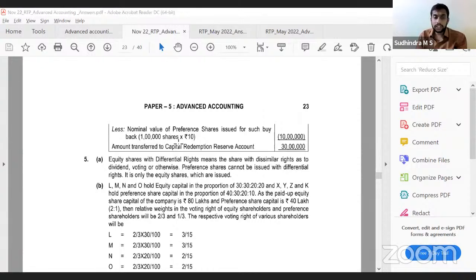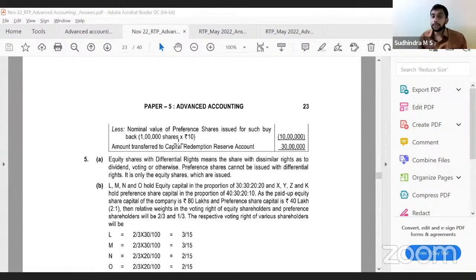Equity shares with differential rights: L, M, N, and O hold equity share capital in the proportion of 30-30-20-20 in AB Limited. X, Y, Z, and K hold preference share capital in the proportion of 40-30-20-10. You are required to identify the voting rights of shareholders in case of a resolution of winding up.